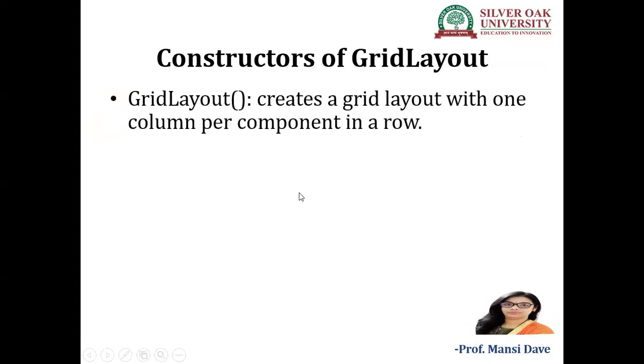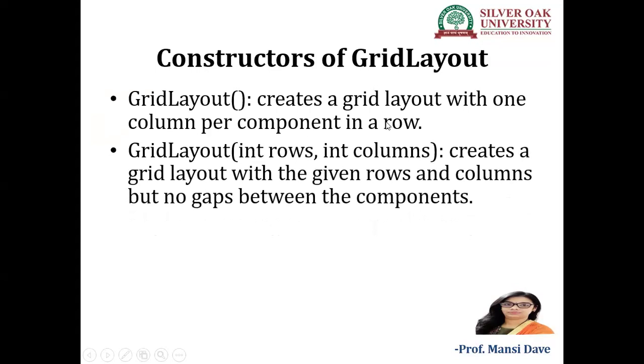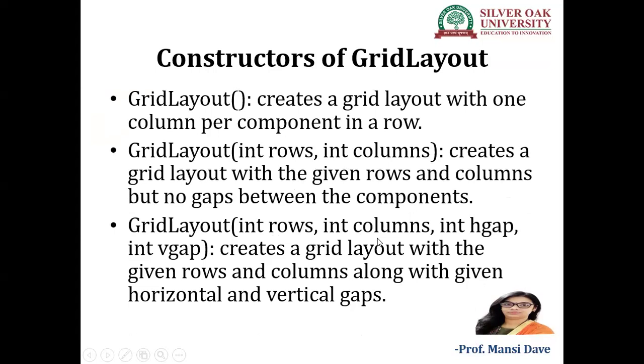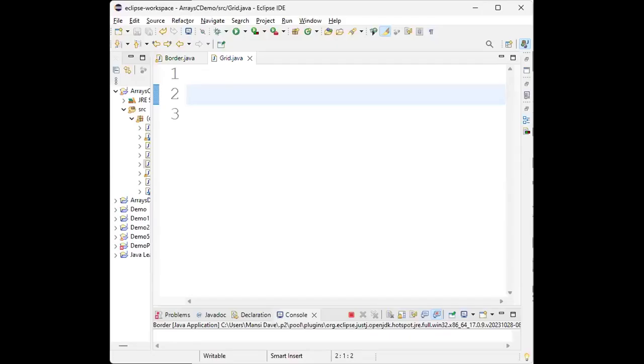Now, there are three types of constructors in the grid layout. As in each class, the first is the default constructor, in which components are arranged in a row. Second is the parameterized constructor, which contains two parameters: row and column. And third contains four parameters: row and column, horizontal gap and vertical gap. We will discuss them step by step with a practical demonstration of each type of constructor.